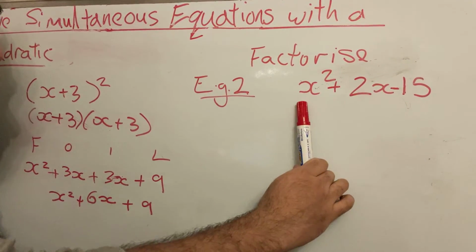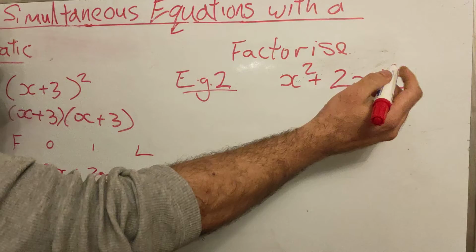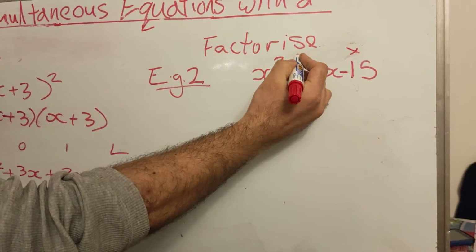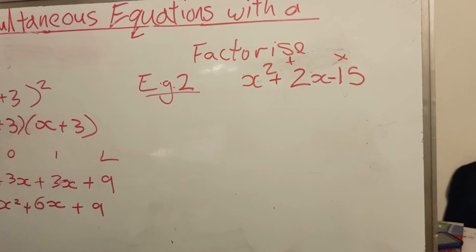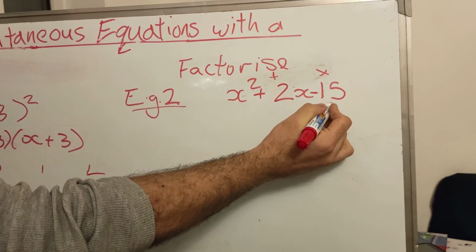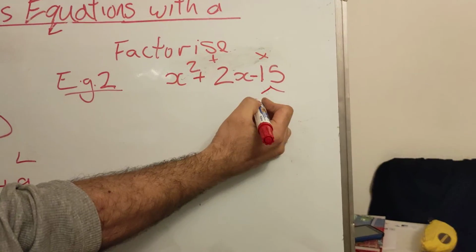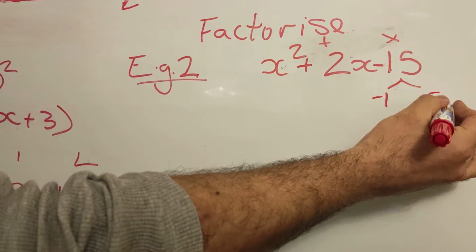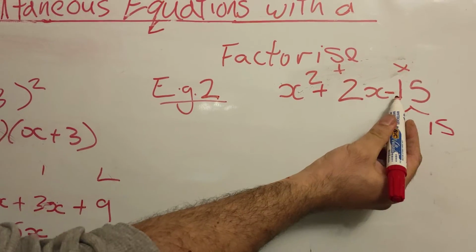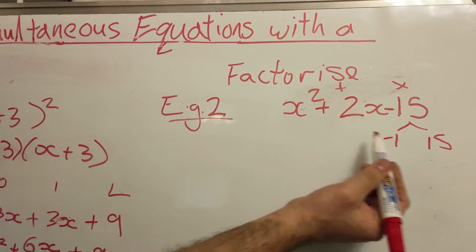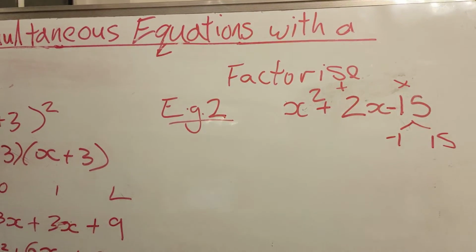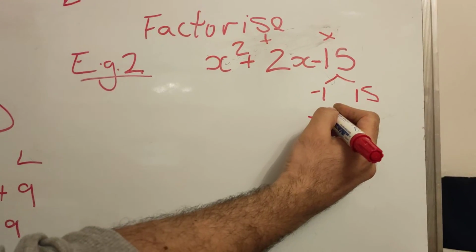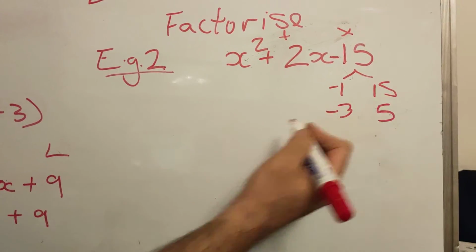Okay, so remember, when we do these, we're looking for what multiplies to make negative 15, but what adds to make positive 2. So I look at my negative 15 and I go through some factors. So let's look at one as an example, negative 1 times 15. So these two times to make negative 15, but when I add them, I do not get positive 2. Right, so that's telling me I need to keep going. So let's try the next one. So negative 3 and 5.